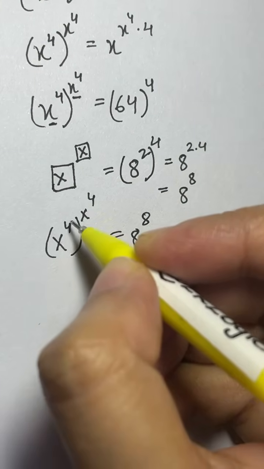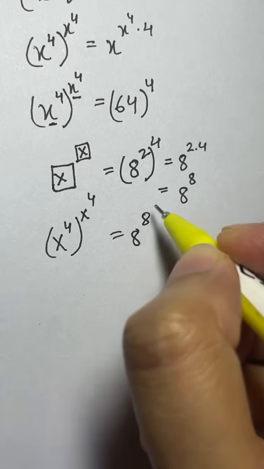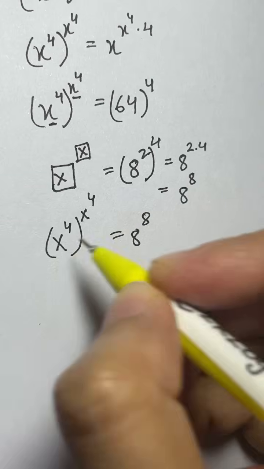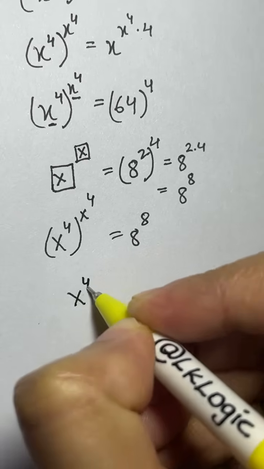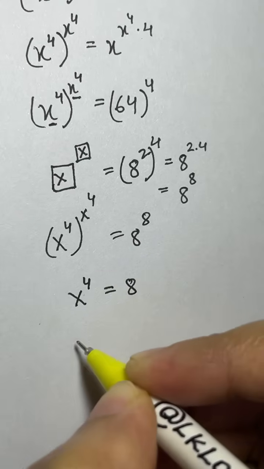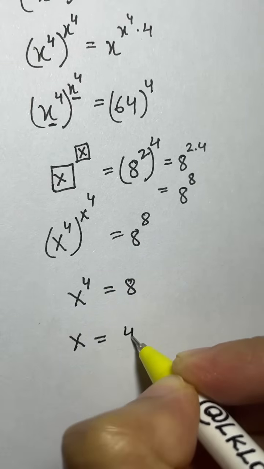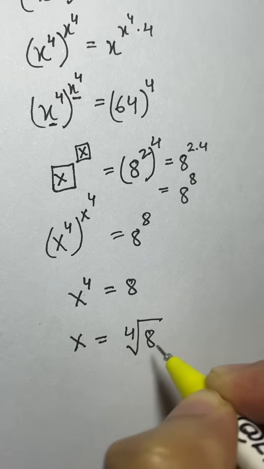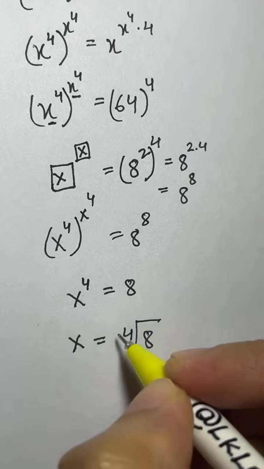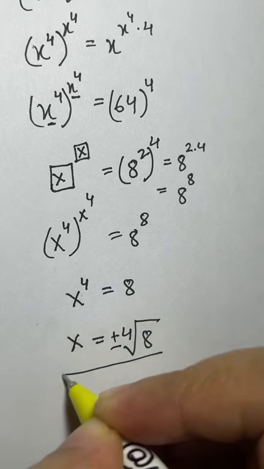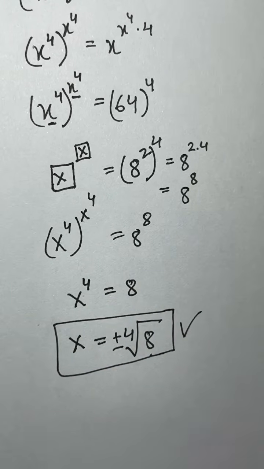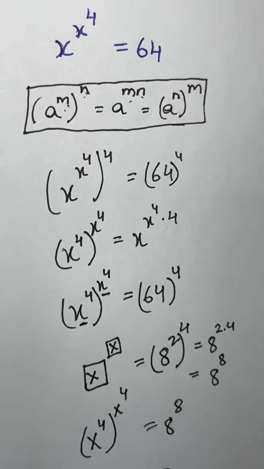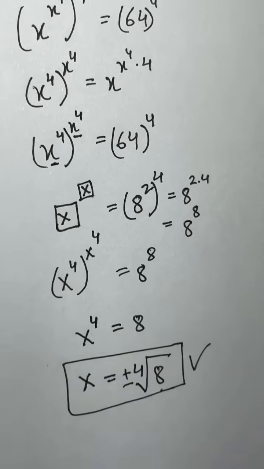Now when you have base x to the power of x, x to the power of x, you can equate either the base or the exponents. So let's equate x to the power of 4 is equal to 8, and x is equal to the 4th root of 8. That's plus or minus the 4th root of 8, and that's your answer. Done. So that's the logic behind this.